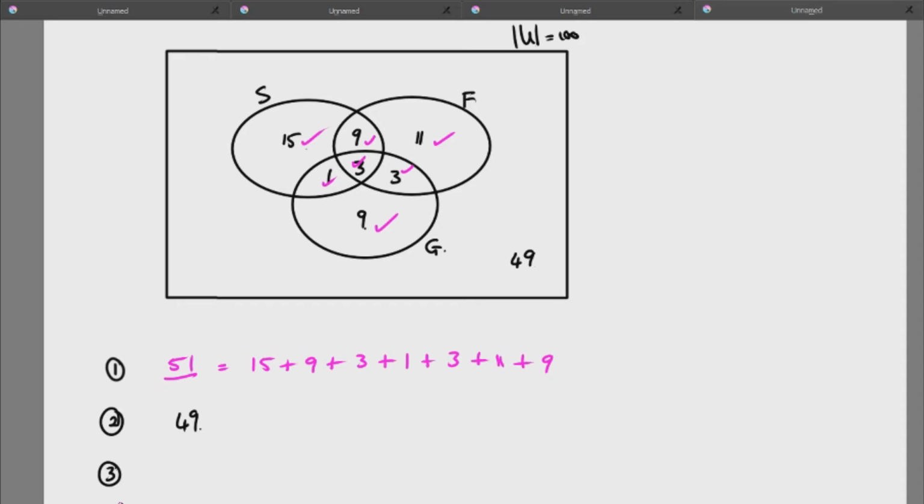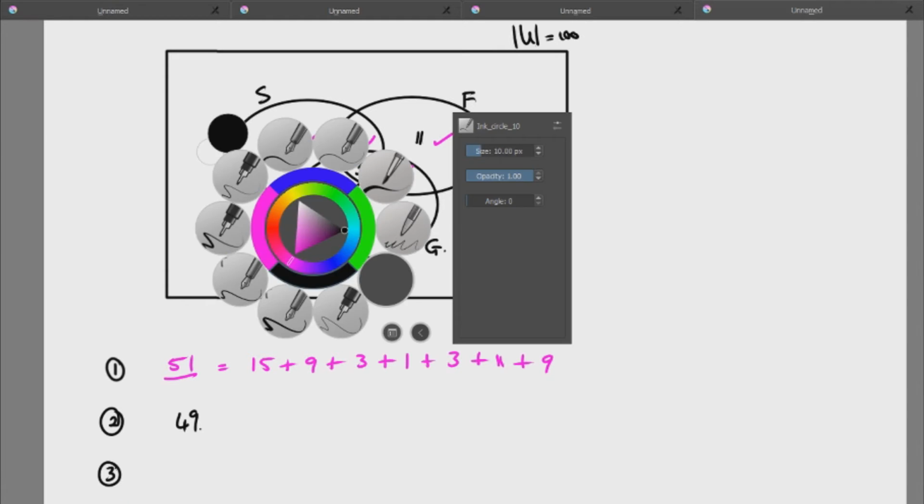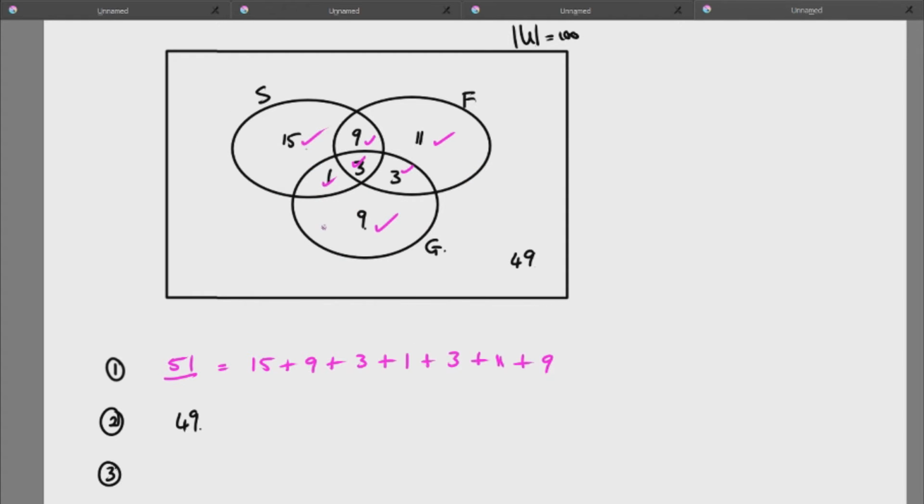Then, how many students are in exactly one language class? So blue. 35. Is it the 3? No. Is it the 1? No. Is it the 9? Yeah. Is it the 15? Yes. Is it the 11? Yeah. Is it the 49? No. Is it the 9? Yeah.